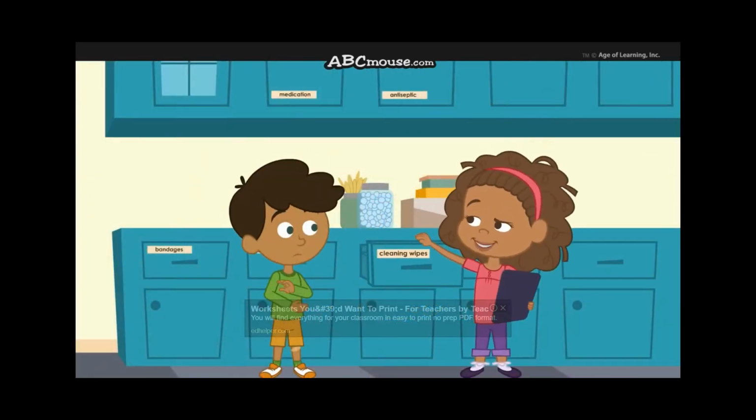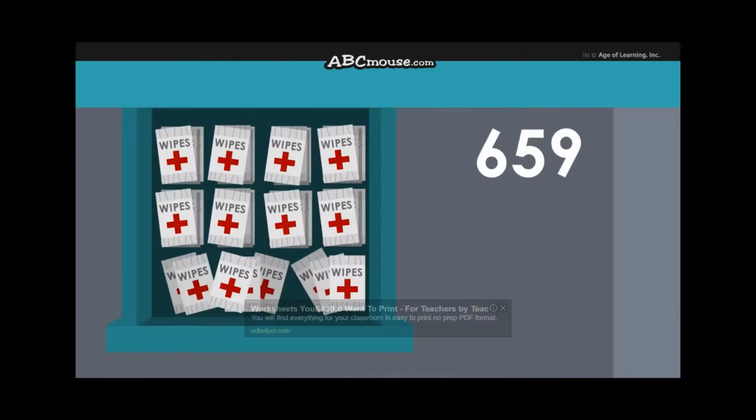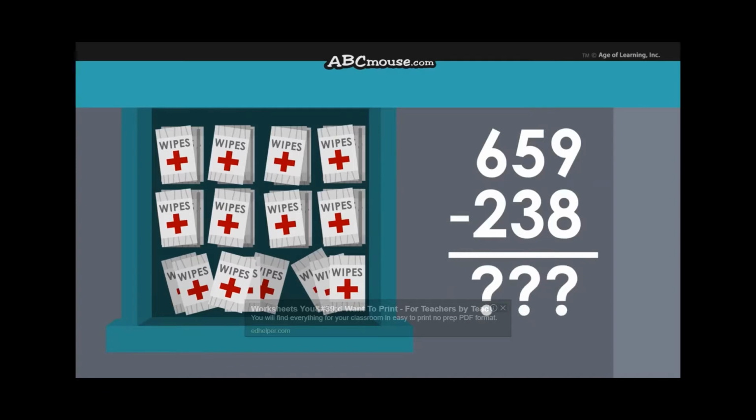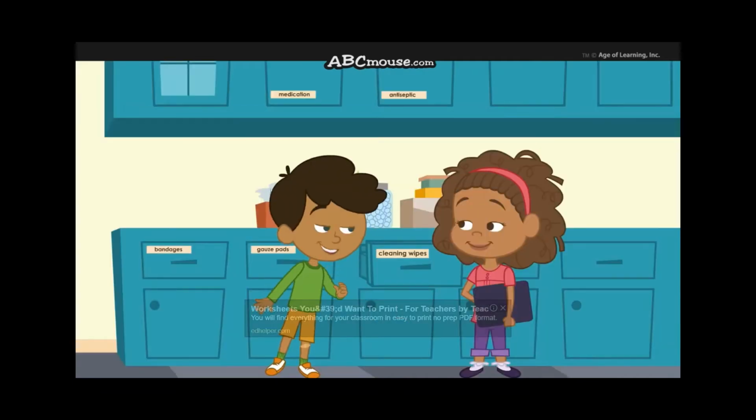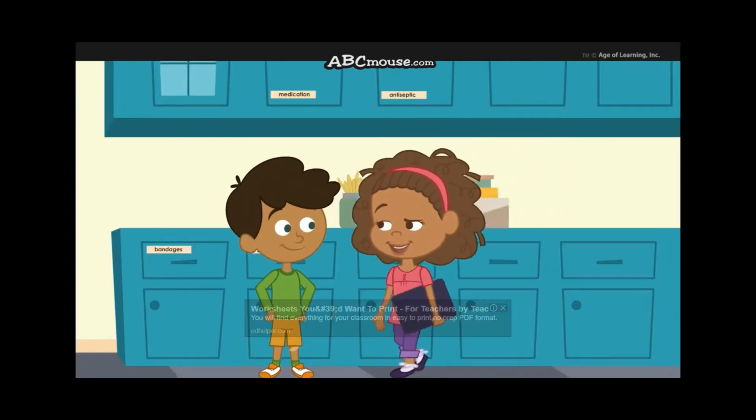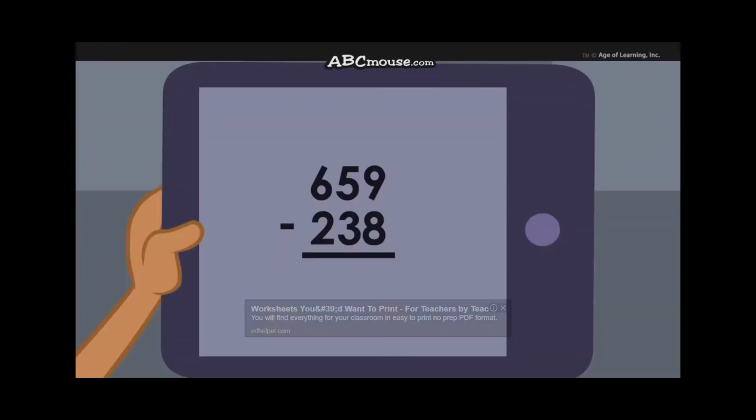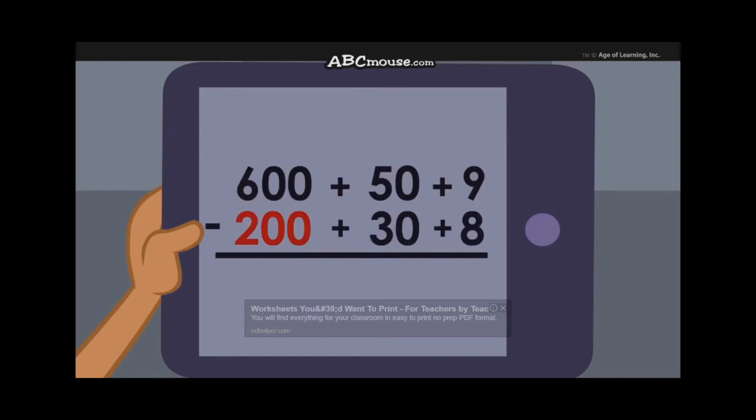These are the cleaning wipes. The nurse started with 659 of them in the drawer and has used 238. If we subtract, we'll know how many are in the drawer now. Oh, I get it. Let's expand the numbers to help us subtract. We do that by breaking them up into hundreds, tens, and ones. 659 expands to 600 plus 50 plus 9. And 238 expands to 200 plus 30 plus 8.